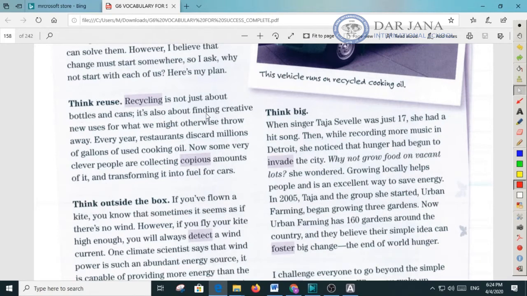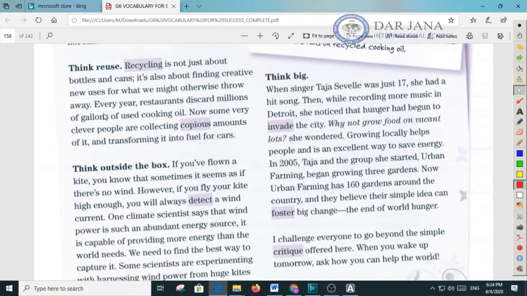It's also about finding creative new uses for what we might otherwise throw away. So rather than throwing it away, you use it again. So we can say that the meaning of recycling is to reuse it again. Every year, restaurants discard millions of gallons of used cooking oil.